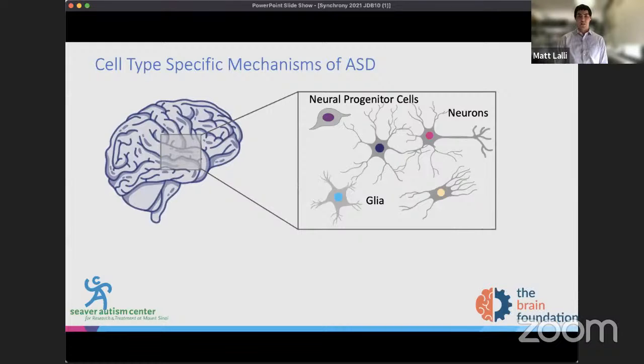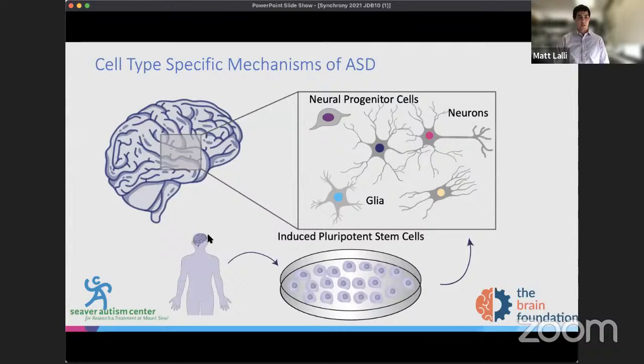So autism is a neurodevelopmental disorder, which means it affects the developing brain, one of the most complex organs in the body. Part of the complexity of the brain is its many cell types, some of which are shown here, and all of them thought to play a role in autism. So for each of the ASD risk genes, we really need to understand the function of these genes in each of these brain cell types.